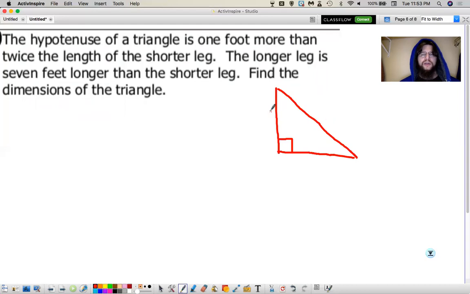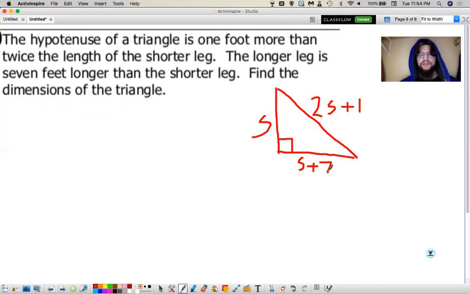Okay, I'm gonna call this one short leg. Is it shorter? Maybe, I don't care. 1 foot more than twice, so 2 short leg plus 1. The longer leg is 7 feet longer than the shorter leg. Short leg plus 7.